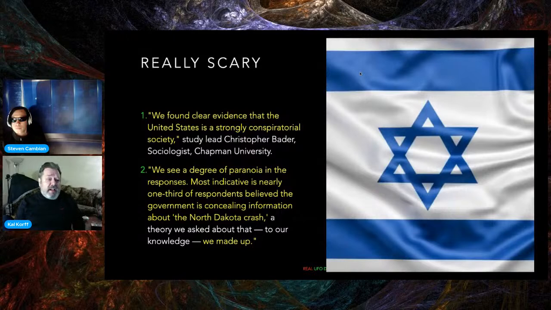And here's what an academic study showed. It says, we found clear evidence that the United States is a strongly conspiratorial society, according to study lead Christopher Bader, sociologist at Chapman University. It's a credible study. We see a degree of paranoia, and in the responses, most indicative is nearly 1/3 of the respondents believe the government is concealing information about the North Dakota crash, a theory we asked about that, to our knowledge, we made up.